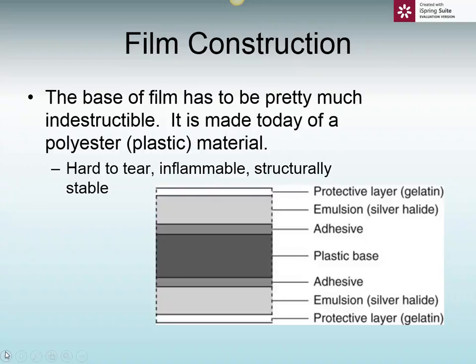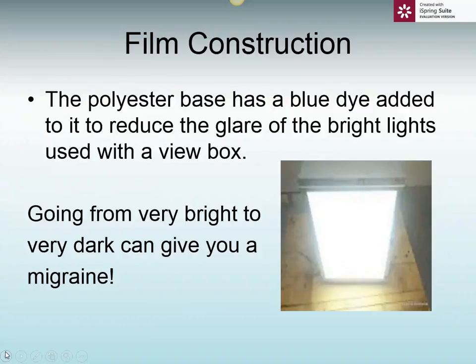Now, in addition to that, as you extend out, notice that there is emulsion, adhesive, and a protective layer on both sides. That's because screen film is double emulsion. That means there's stuff on either side here. And you can see how you've got the same things going on both sides.